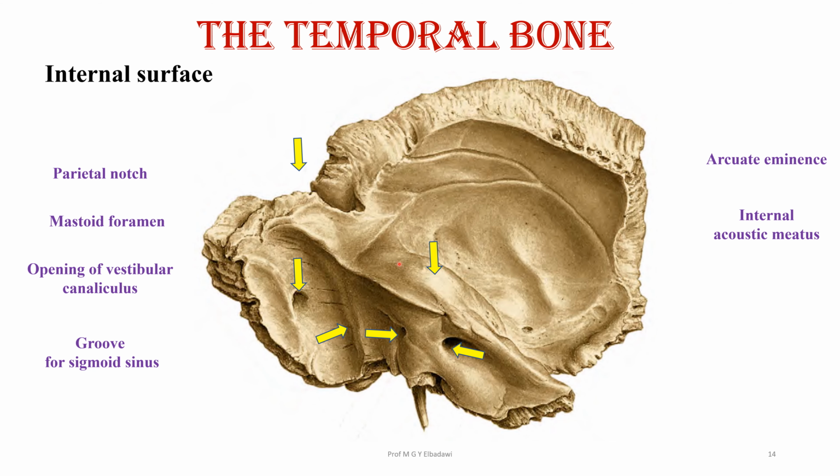And this is the internal acoustic meatus for the passage of the vestibulocochlear nerve and the facial nerve. And this is the apex of the petrous part of the temporal bone. Above the apex here, there is a fossa, which is called the trigeminal fossa. That trigeminal fossa holds the trigeminal ganglion of the fifth nerve, the trigeminal nerve. And this is the styloid process.